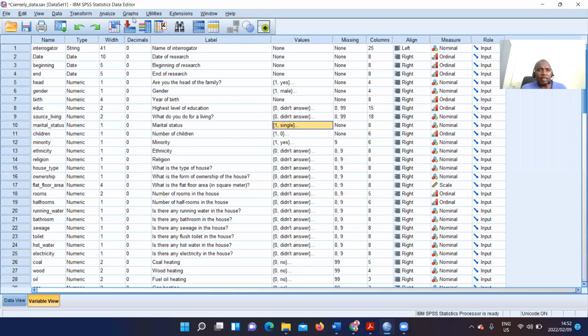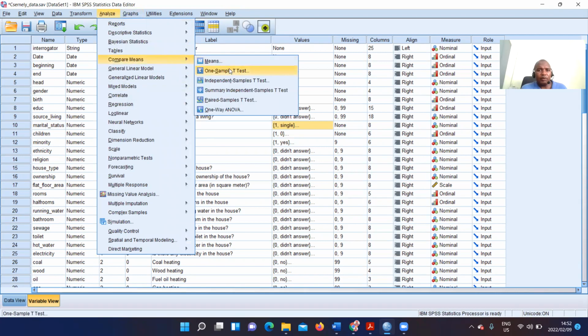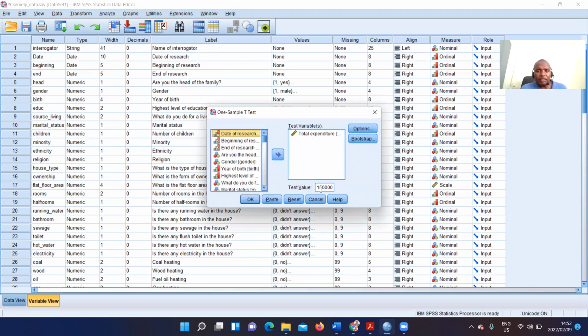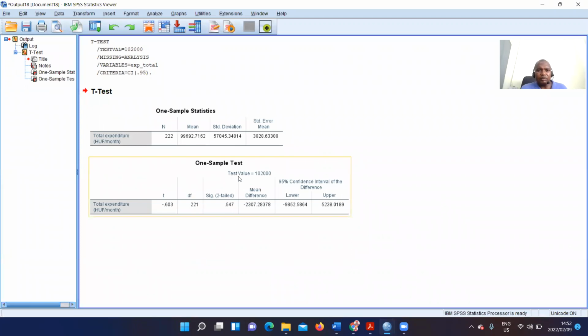With a test value of 102,000, we go to analyze, compare means, one sample t-test, and then instead of 150, we put a number which is within the 95% confidence interval that we had initially. We click OK there. Now, it's interesting because 102,000 Hungarian forint is between 92,000 and 107,000, which we had obtained earlier as the 95% confidence interval.